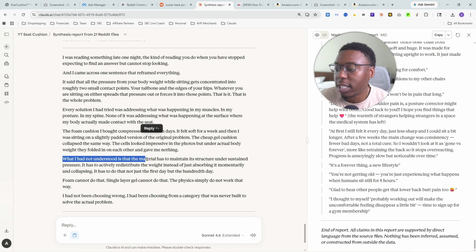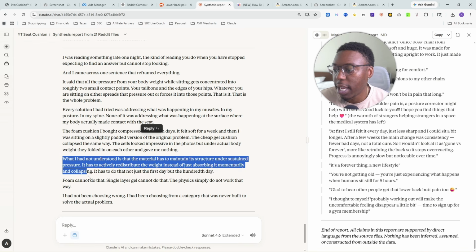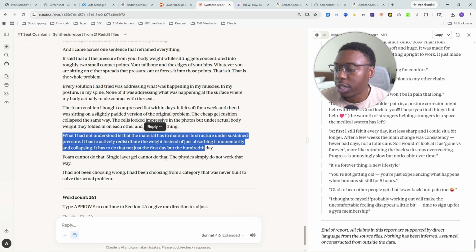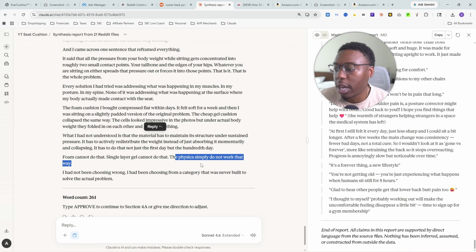What I had not understood is that the material has to maintain its structure under sustained pressure. It has to actively redistribute the weight instead of just absorbing momentarily and collapsing. It has to do that not just the first day, but the 100th day. Foam cannot do that. Single layer gel cannot do that.